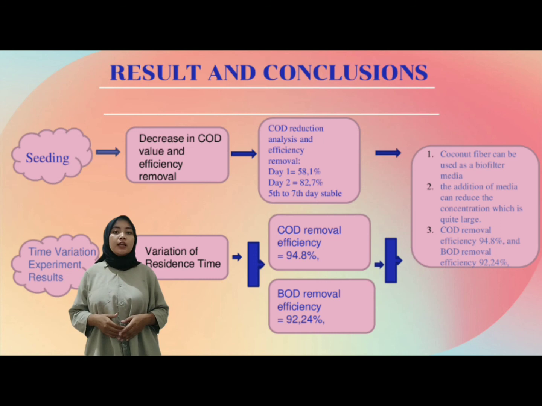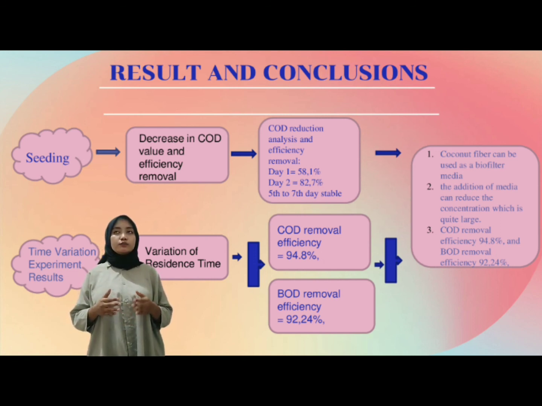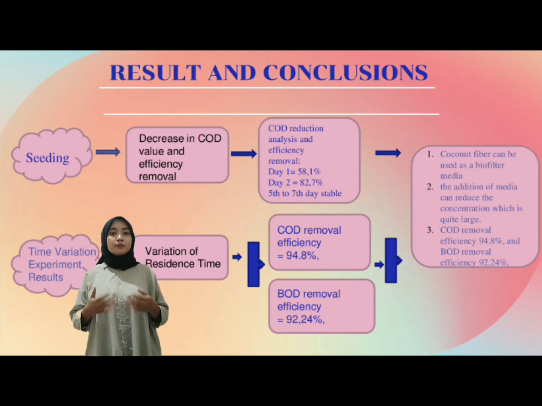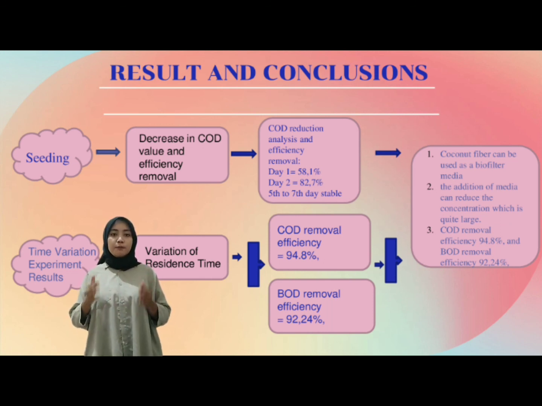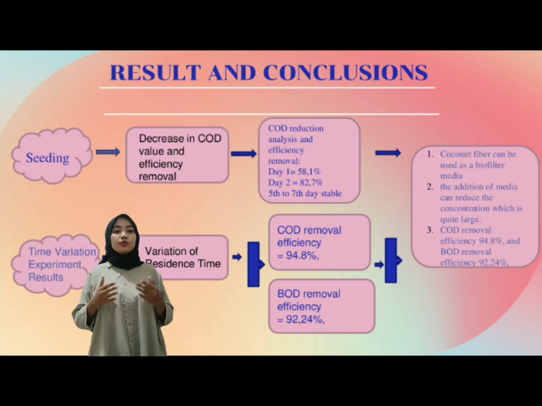Analysis of BOD. BOD value is directly proportional to COD. The higher the COD value, the higher the BOD value, and vice versa. Based on the experiment, the results are not much different from the COD analysis. Every day, the efficiency of pollution removal increases even though the fluctuations are different.